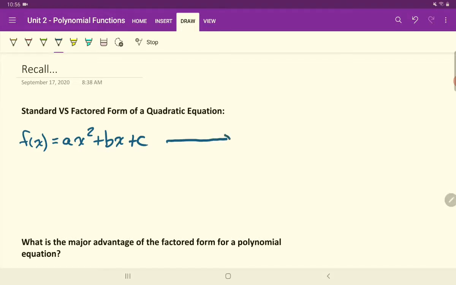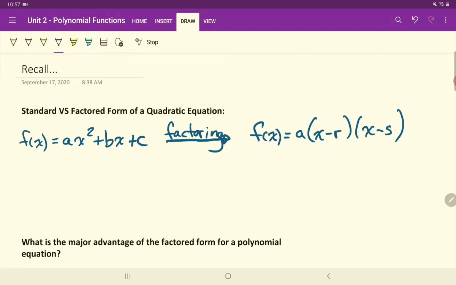When it gets factored, by a process called factoring, you end up with an equation that looks like this. It's a completely equivalent equation, just another way of writing it. And writing it in factored form actually gives us more information, and we'll discuss that in a second. So let's look at an example.